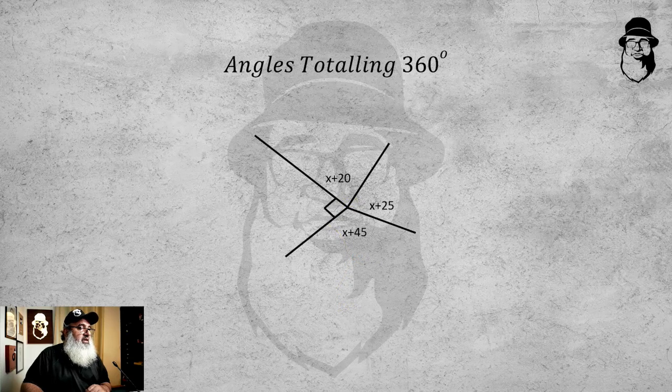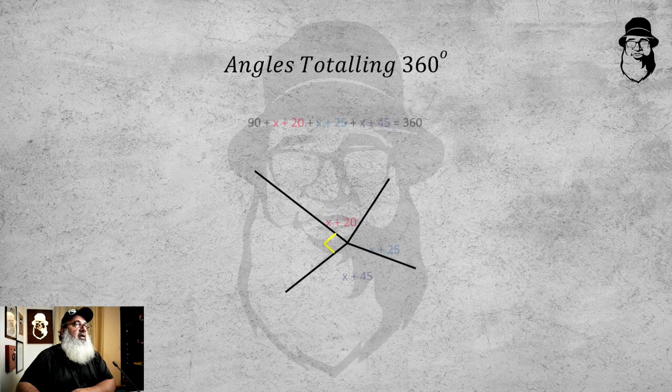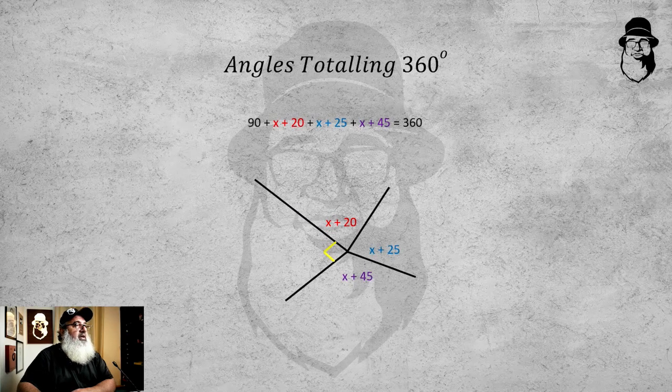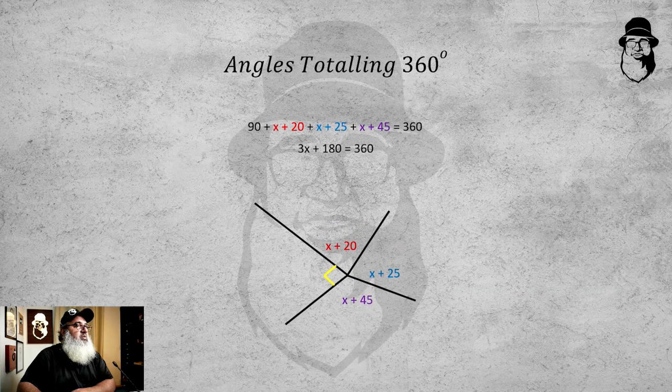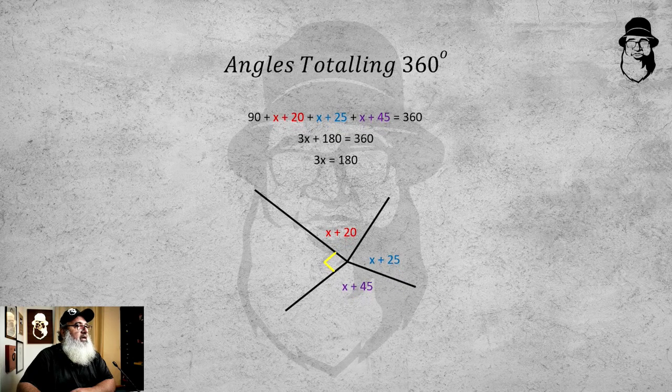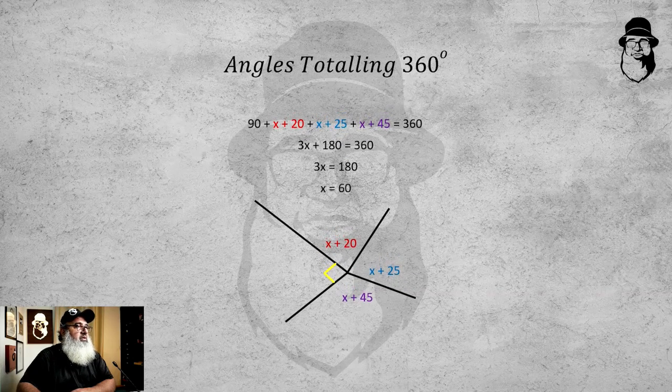Here we see the angles make a total of 360 degrees and one here is shown as 90 degrees. So our equation is 90 plus x plus 20 plus x plus 25 plus x plus 45 is equal to 360. And by adding the x terms and the numbers, we get 3x plus 180 is equal to 360. So 3x is equal to 180 and x is equal to 60.